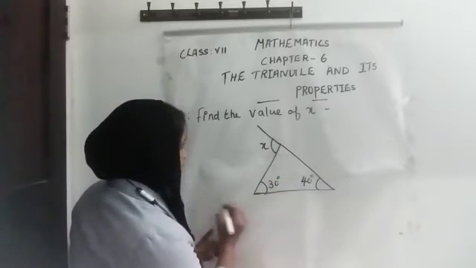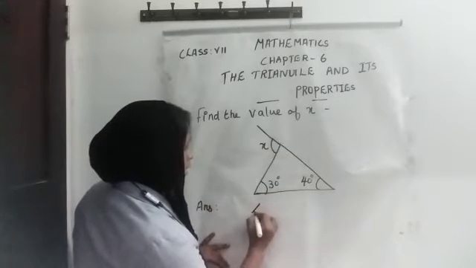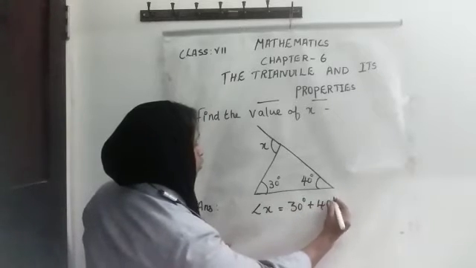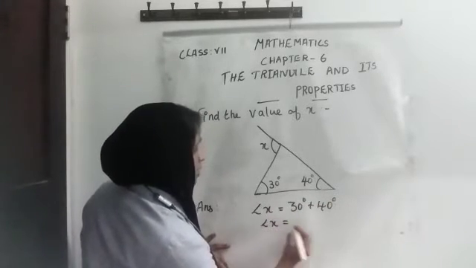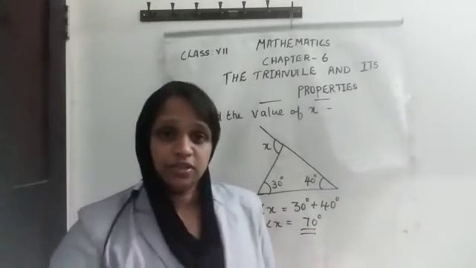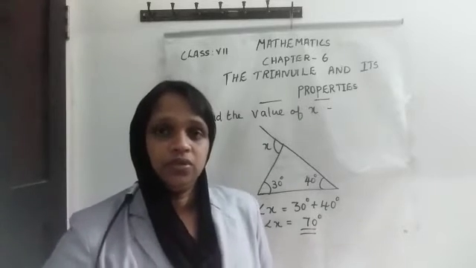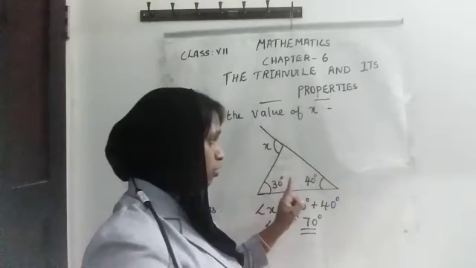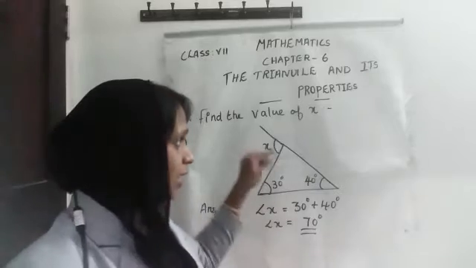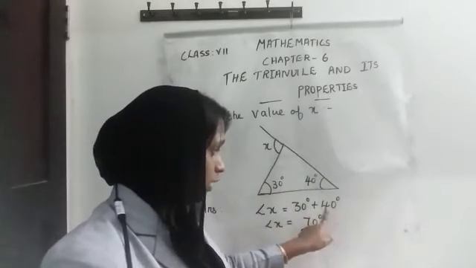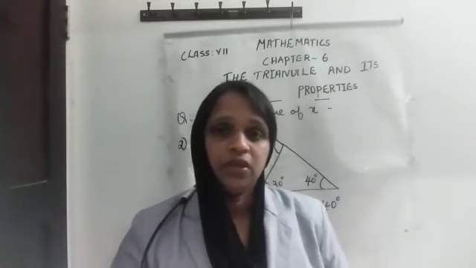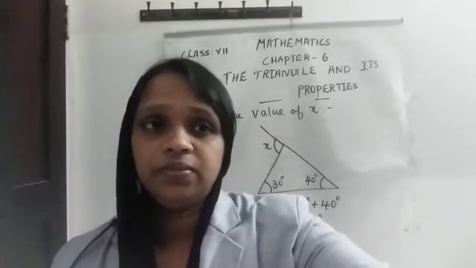So angle x we can write as angle x is equal to 30 degree plus 40 degree. That means angle x is equal to 70 degree. Okay, x is equal to 70 degree. Students, you got this? So, exterior angle is equal to sum of interior opposite angles. So, here angle x is equal to 30 plus 40. So, angle x is equal to 70 degree. So, we can move on to the next question.